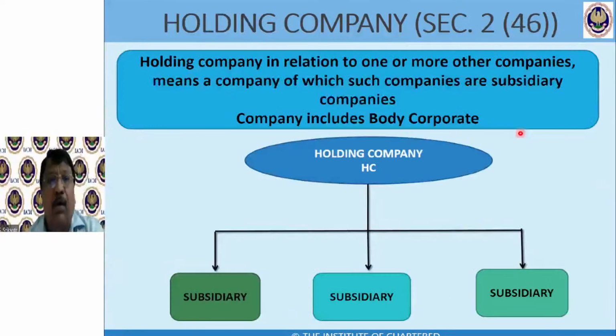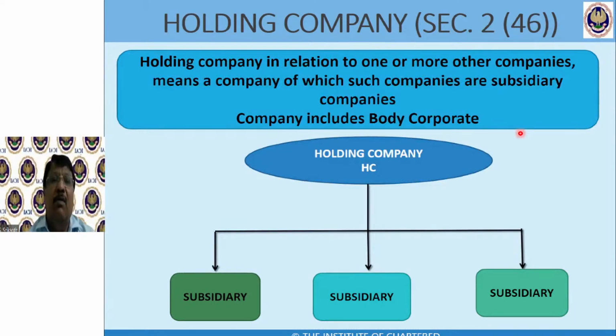Okay, good. Holding company and subsidiary company, I will try to cover today, and with that we will stop. Holding company, in relation to one or more other companies, means a company of which such companies are subsidiary companies. Means what? Who is a mother? One who has children. You understand? Who is the parent? One who has children. So who is a holding company? One who has a subsidiary company is a holding company. So if it has a subsidiary company, it is a holding company.